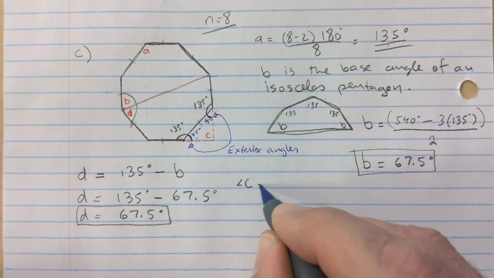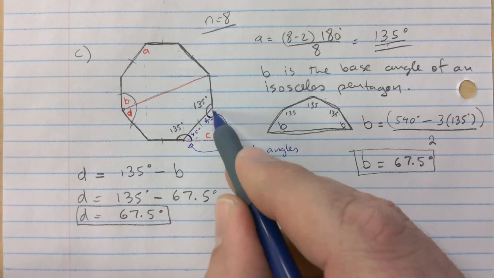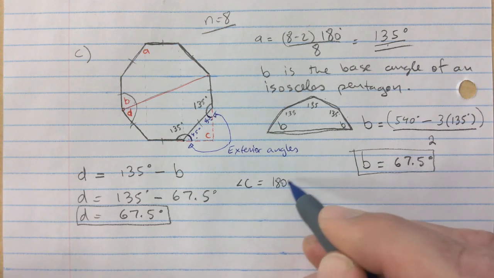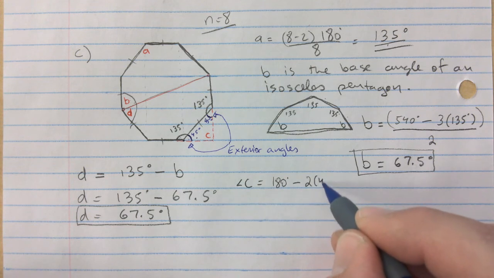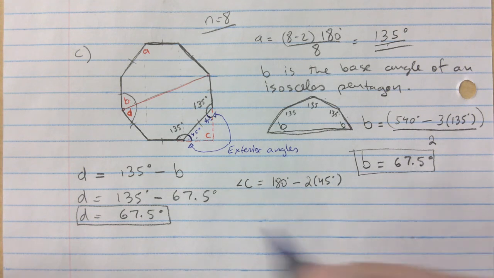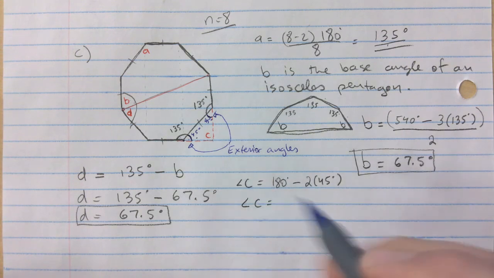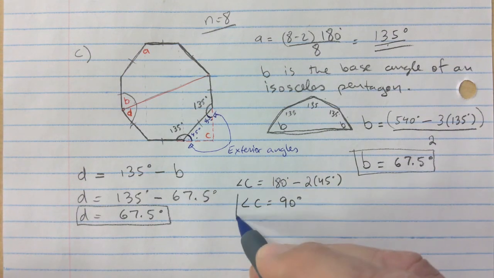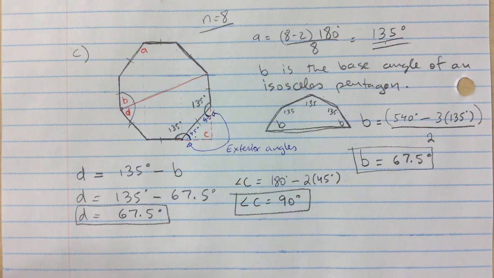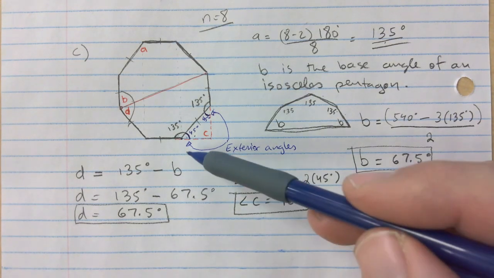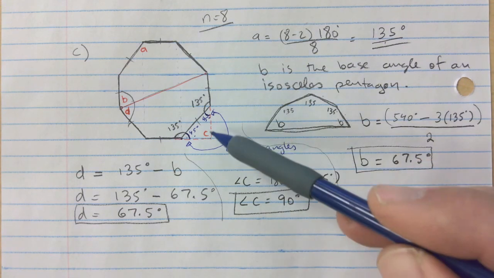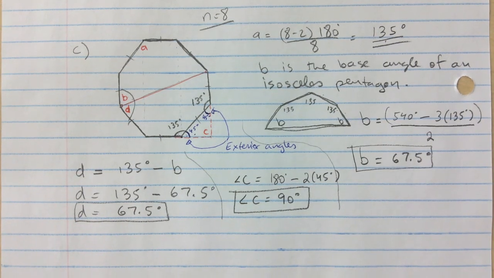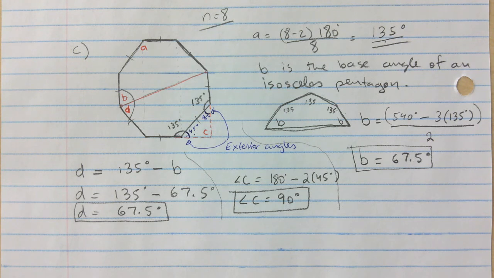So angle C is going to be, this is a triangle, by the way, 180 minus 2 times 45. So angle C, which kind of looks like it anyways, is going to be 90 degrees. So this is basically related to that little extension that comes out of that octagon. Okay. All right. That's it for today.